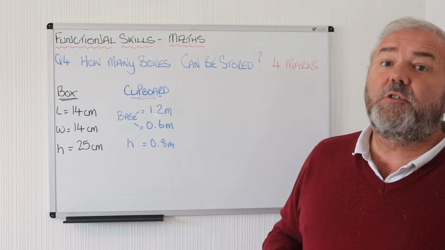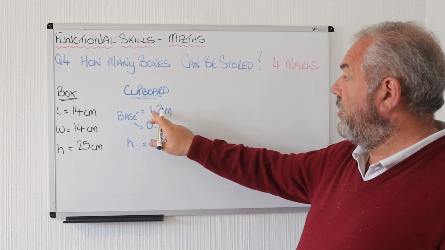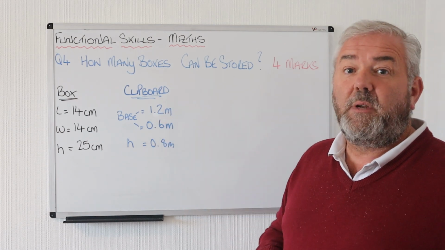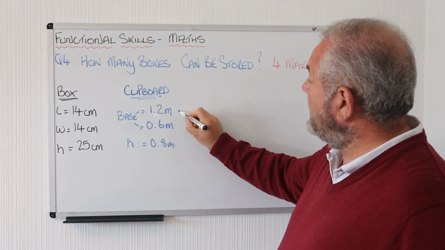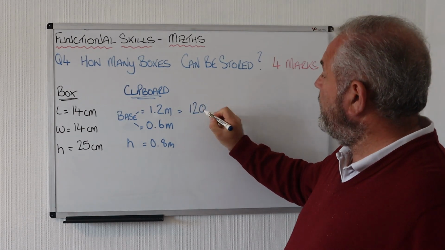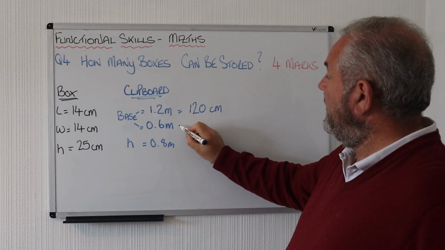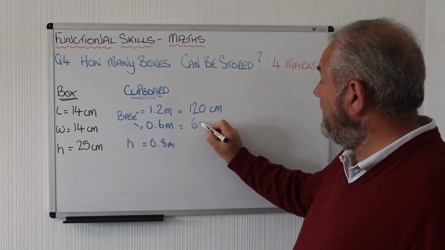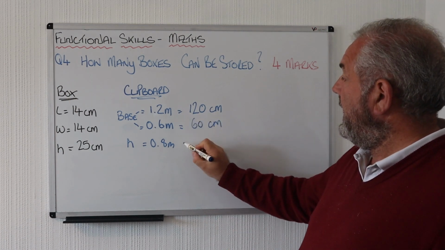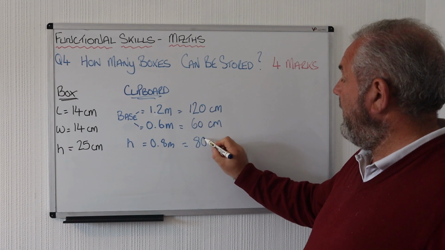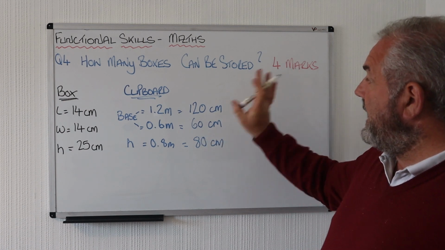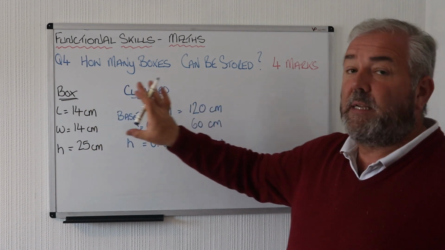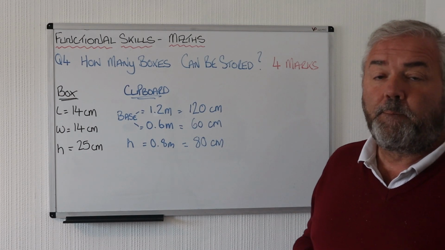Well, there are 100 centimetres in a metre, so it's 100 point something, so 0.2 is 20. So this is 120 centimetres. 0.6, it's not quite 100 centimetres, so therefore it is 60 centimetres, and the height is now 80 centimetres. So now we've got 2 sets of numbers in the same unit of measurement.